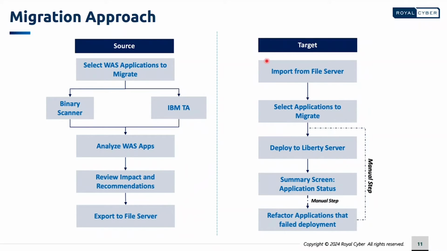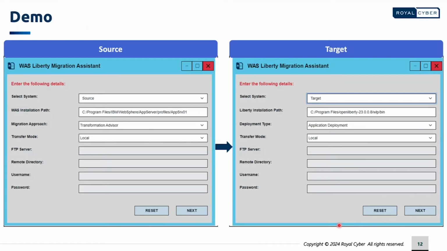Now, once that is done, you'll have to go into the target server where you'll import from the file server. You'll select the application to migrate. You'll deploy that on the Liberty server. You can do these steps manually, or if it is done automatically, you'll get a summary screen for application status, and then refactoring of applications that failed deployment. So that's how the migration approach works here.